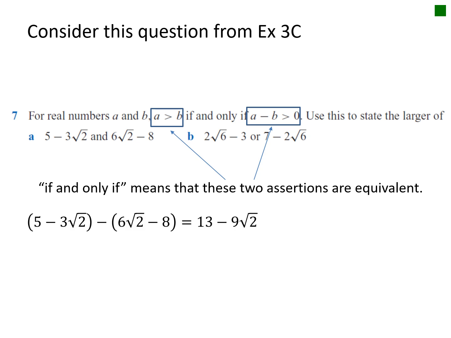I'd subtract the 2. So 5 minus 3 root 2 less 6 root 2 take 8, of course, is 13 less 9 root 2. And I've now got to prove, my aim is to show that that is going to be strictly bigger than 0. Now, let's have a think about root 2. What is an approximation for root 2? If you're thinking 1.4159, etc., then you'd be right.